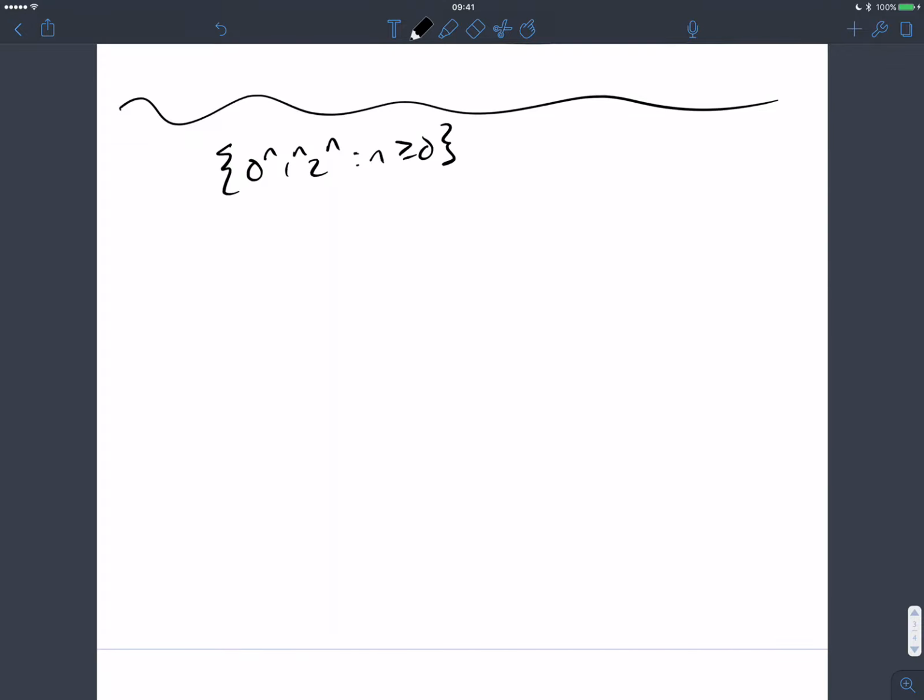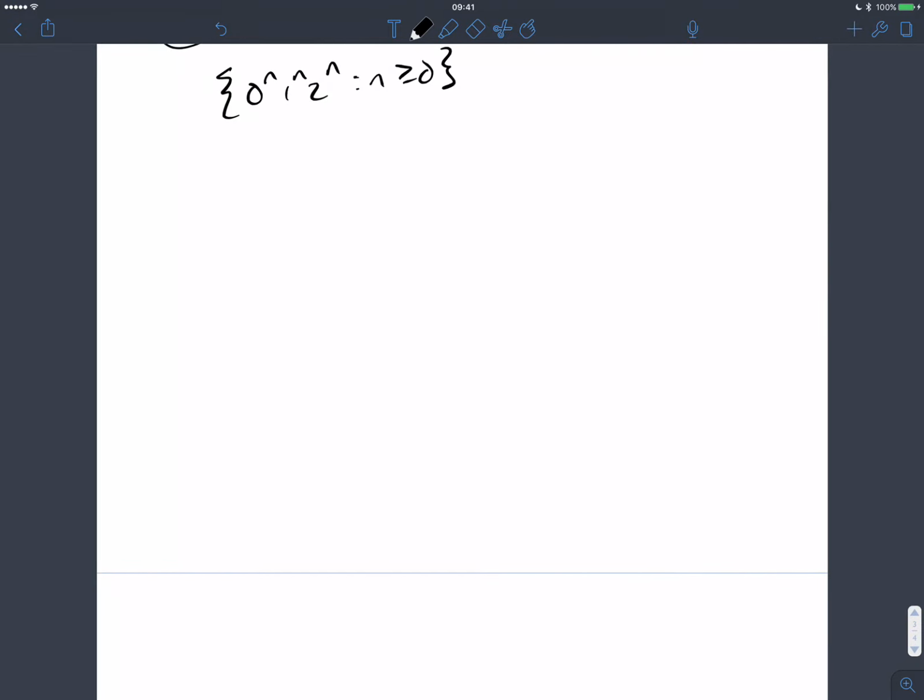That's an idea. So I would have two stacks, one that keeps the zeros on one stack, keeps the ones on the second. And when I start seeing twos, I pop off of both stacks simultaneously. So that's like the PDA that we saw for 0^n 1^n, 0^n 1^n. But I want to make it even simpler.